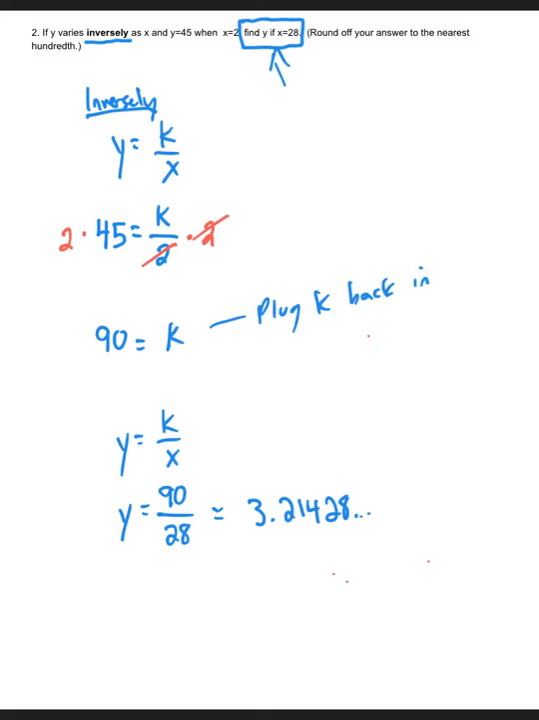But remember, on these ones, we're just trying to round to the nearest hundredth. So we're going to look at the number to its right, and ultimately 3.21. If the number to its right is not 5 or more, then the underlying number, the number in the hundredths place, stays the same.